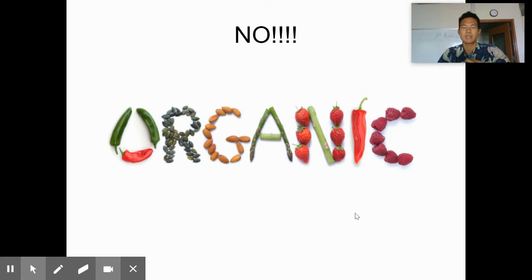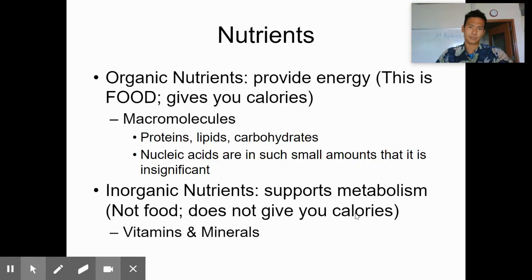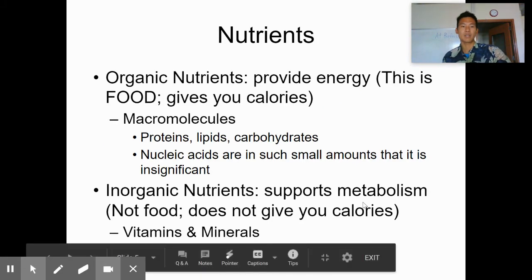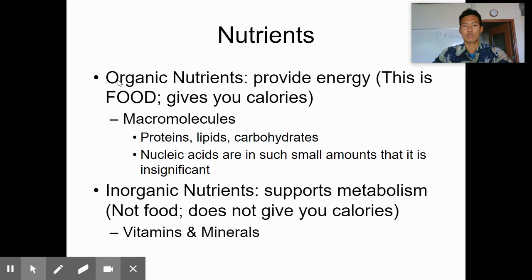I do want to clarify the word organic on its own. It technically means living. I'm not sure why people took that word and used it to label organic foods natural, but it's not what that word means. Organic just means living, and vice versa, inorganic means non-living. So organic nutrients are living nutrients.